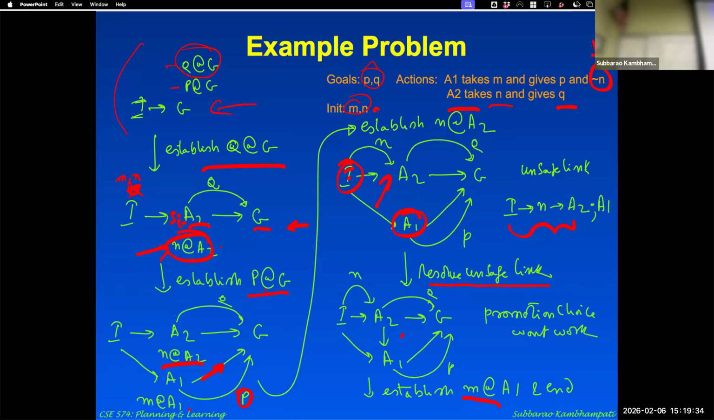Let us find a new flaw. At this point I have to consider all the flaws. P at S infinity is one of the flaws because it's not supported, and N at S1 is also a flaw that's not supported. There are no unsafe links as of now, because the only link that exists goes from A2 to support this, and there's nothing in between S1 and S infinity, so nothing can kill Q. So I get to pick either P at S infinity or N at S1. Imagine I've decided to pick P at S infinity.